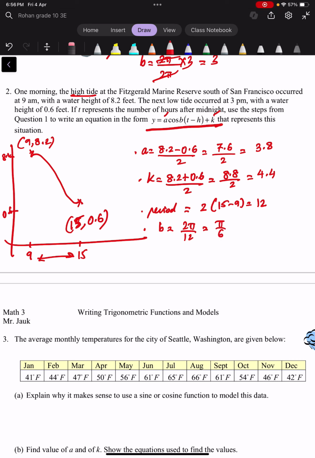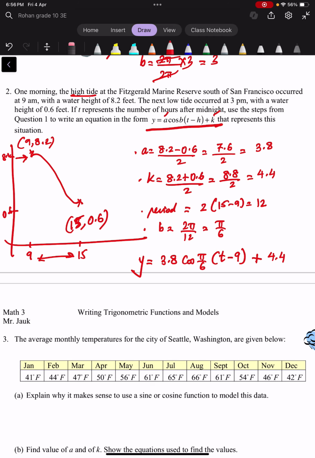Now, this is your horizontal shift. How much is the horizontal shift? 9. So we have the equation y equals 3.8 cos of pi upon 6 times T minus 9, plus 4.4. Step by step: first find the amplitude, then find K, then you can find your B from the period, then you find the horizontal shift.